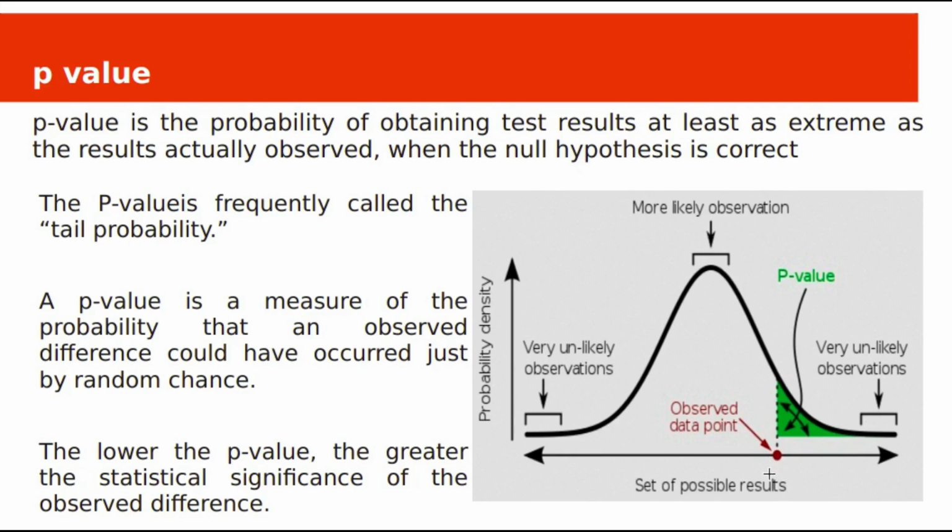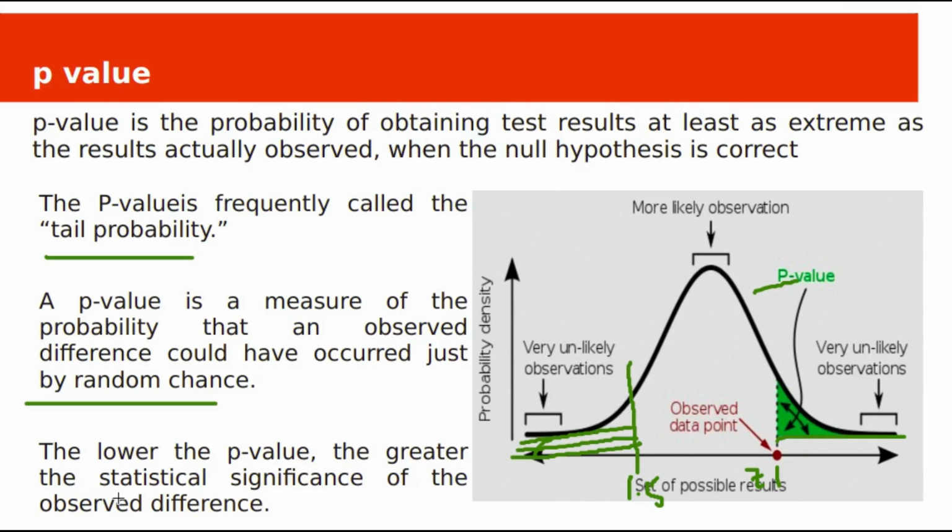Means if our calculated Z value is, suppose, 1, then you have to take the probability value, or p-value, from this Z to this extreme value. If it is in the left tail, if you observe a Z statistic of 1.5, from this 1.5 to this extreme left end, the area in this tail is called the p-value. So the p-value is frequently called the tail probability. P-value is a measure of the probability that an observed difference could have occurred just by random chance.